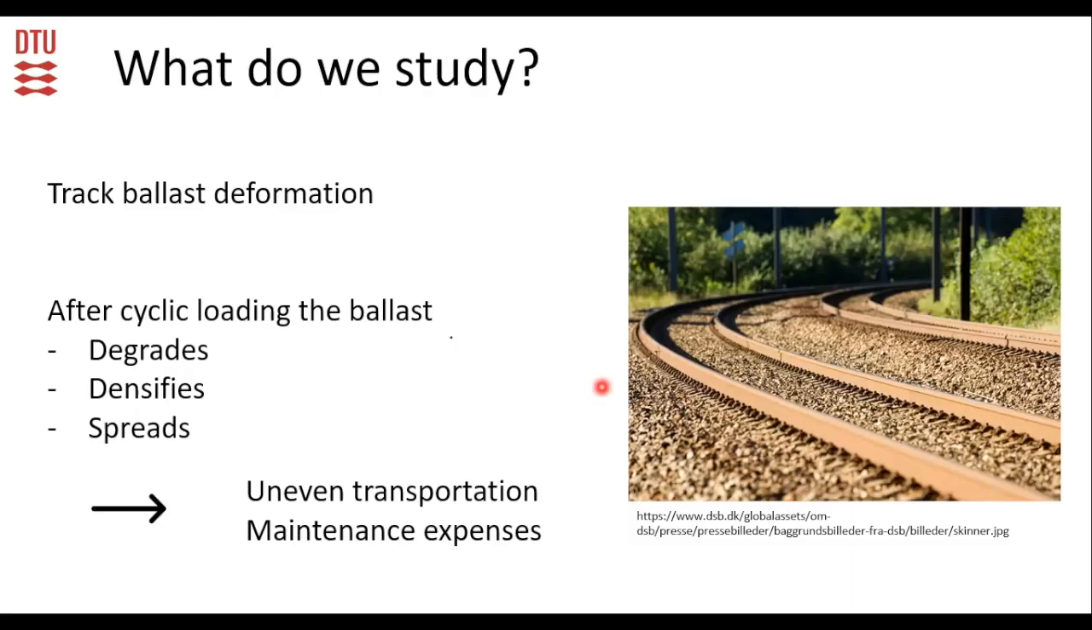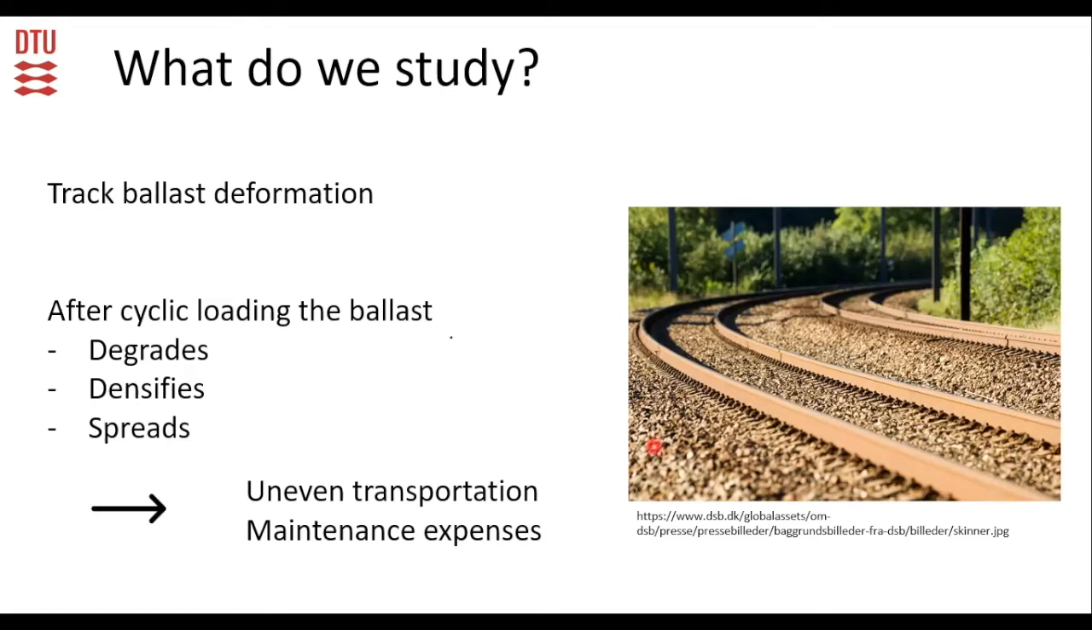So as you might have guessed, in this study we simulate track ballast deformation. And this of course leads to the first question: what is track ballast? So track ballast is defined as a collection of stones positioned underneath the sleepers, and it is used to bear the load of the trains.